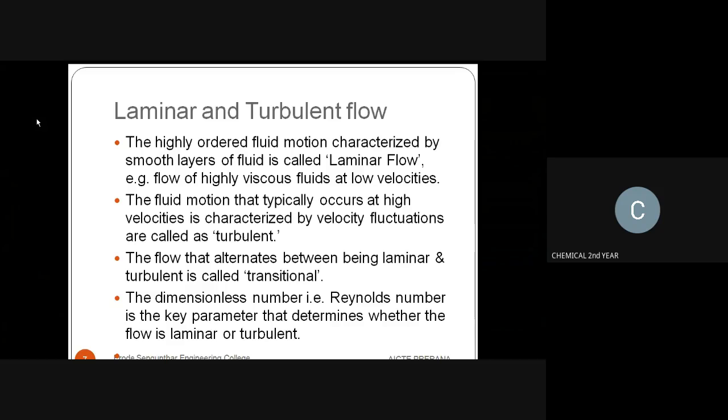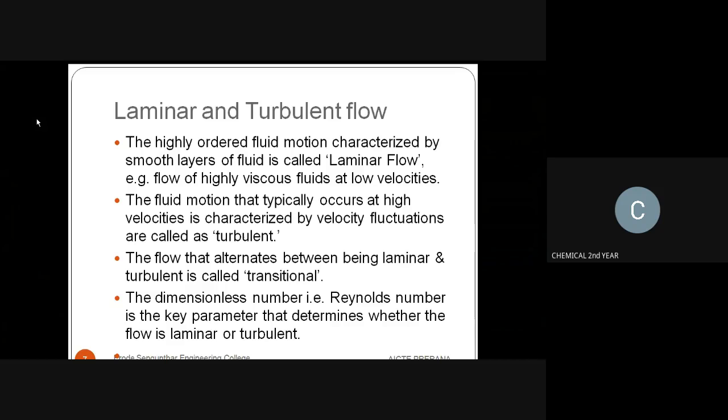Right. So in between laminar and turbulent flow, there is a flow called transitional flow. The flow that alternates between laminar and turbulent flow is called transitional flow. Right. So here we need to speak about the Reynolds number. Depending upon the Reynolds number, we can classify the flow as laminar or turbulent. If the Reynolds number is less than 2100, the flow is characterized as laminar flow. If it is greater than 2100, that flow is termed turbulent flow.